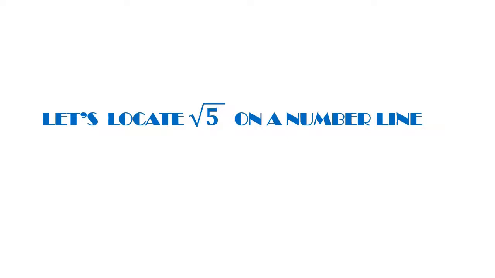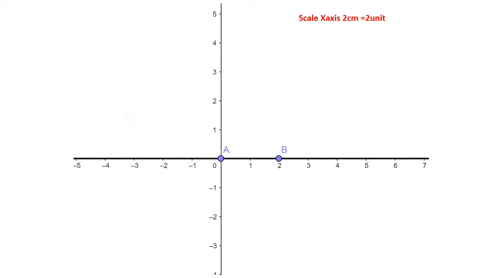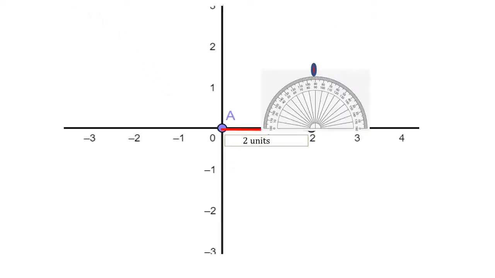Now let's locate root 5 on the number line. In the scale on x-axis, we have taken AB as 2 centimeter is equal to 2 units. Take a protractor, place it at the 2 units with its base aligned to x-axis and mark a point at 90° on y-axis.